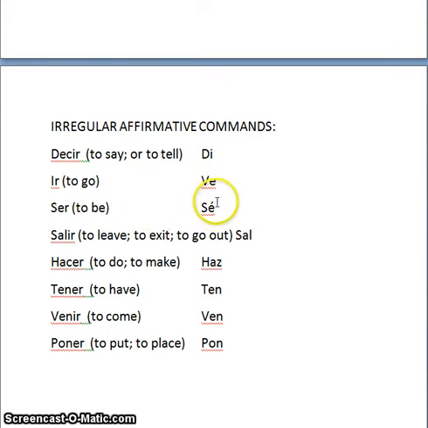Notice the accent mark over the E on sé. Reason for that is because you want to be able to distinguish it from the pronoun. Now, if you remember, se with no accent could be a reflexive pronoun, el muchacho se baña, or it could also be an indirect object pronoun, like yo se lo di a Maria. I gave it to Maria. So you do want an accent mark over the E. For salir would be sal, hacer would be haz, tener ten, venir ven, poner pon.